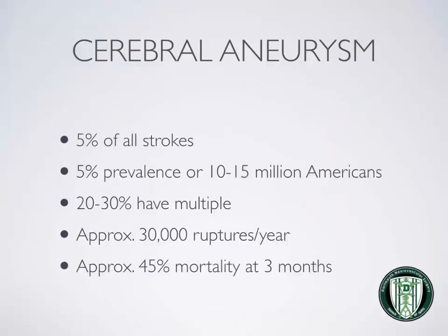Cerebral aneurysms account for 5% of all strokes. We believe that there are about 10 to 15 million Americans that have them. 20 to 30% of patients who are diagnosed with cerebral aneurysms have multiple aneurysms. There are approximately 30,000 ruptures per year, and the mortality rate, or death rate, from the rupture of an aneurysm is very high at 45%.